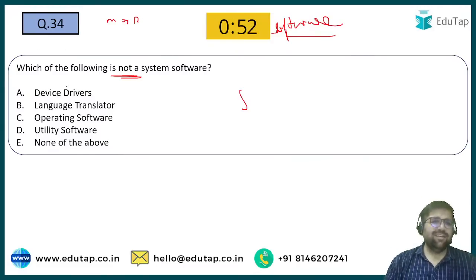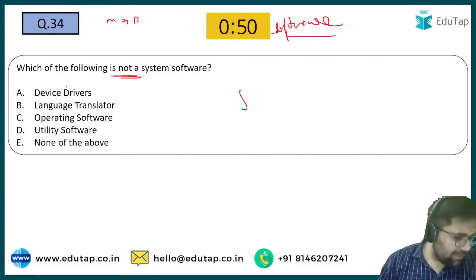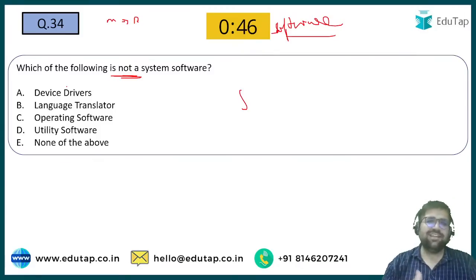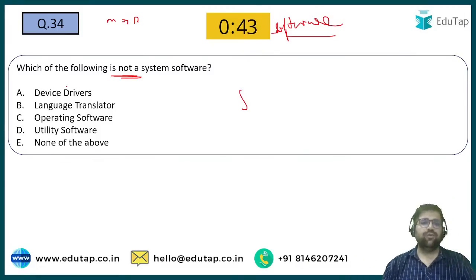Device drivers. Too slow, okay, speed is okay. Just make one consensus and let me know. I can finish the class very soon also.